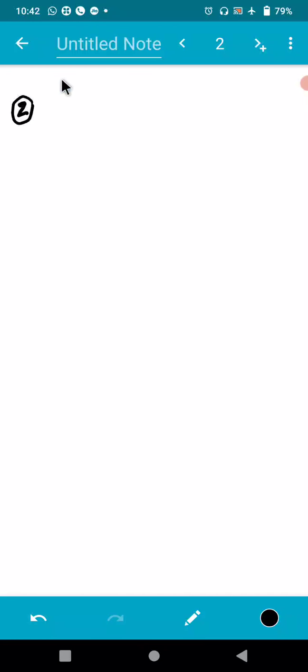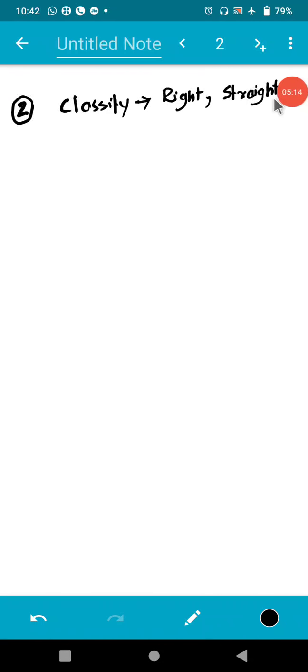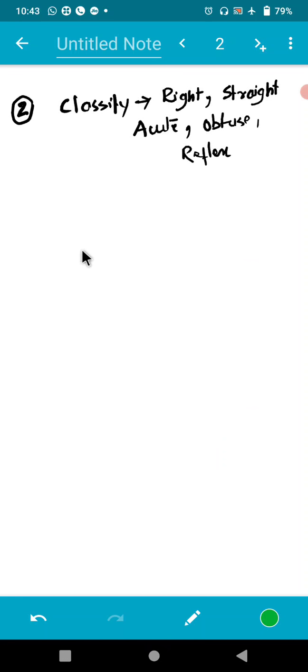Okay. So we have to classify all the drawings on the basis of right angle, straight angle, acute angle, obtuse angle, and the last option they have given is reflex angle. Fine. So now we'll draw the figure and then we'll say which figure represents what.